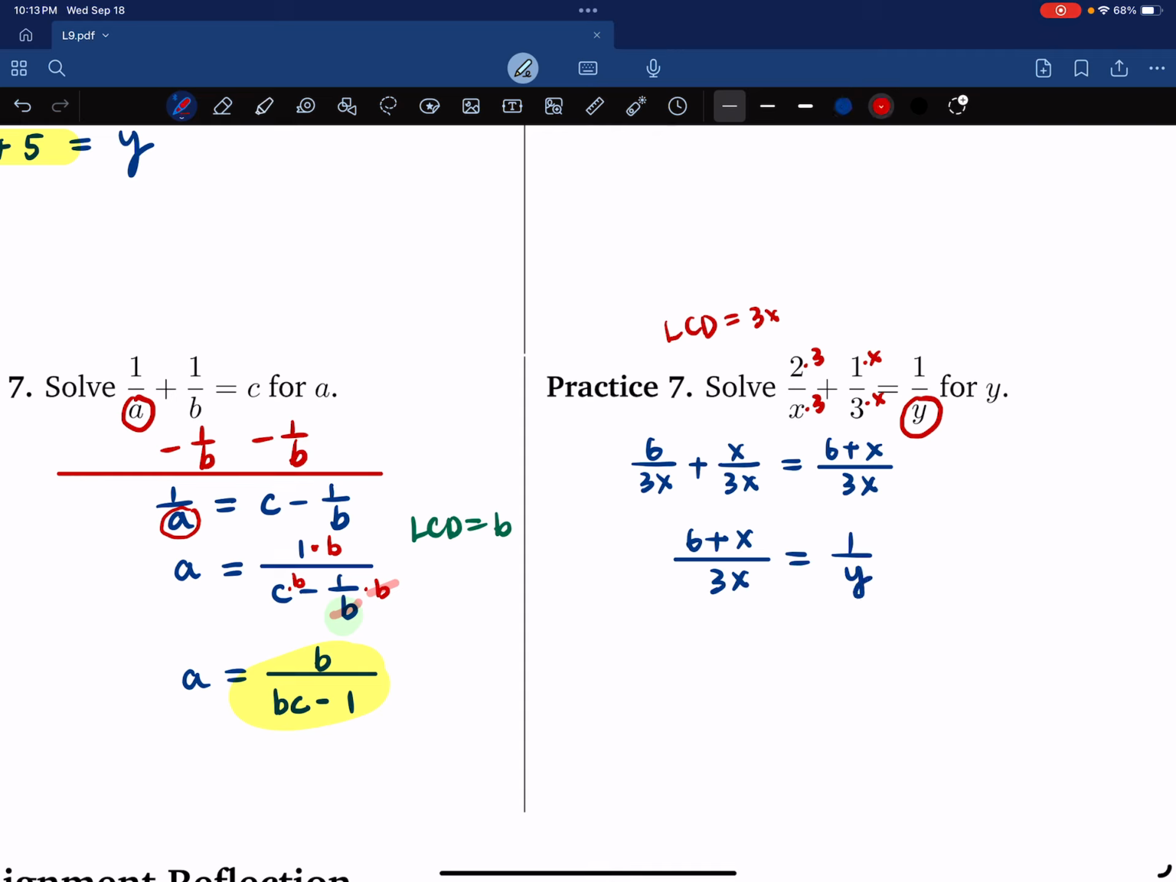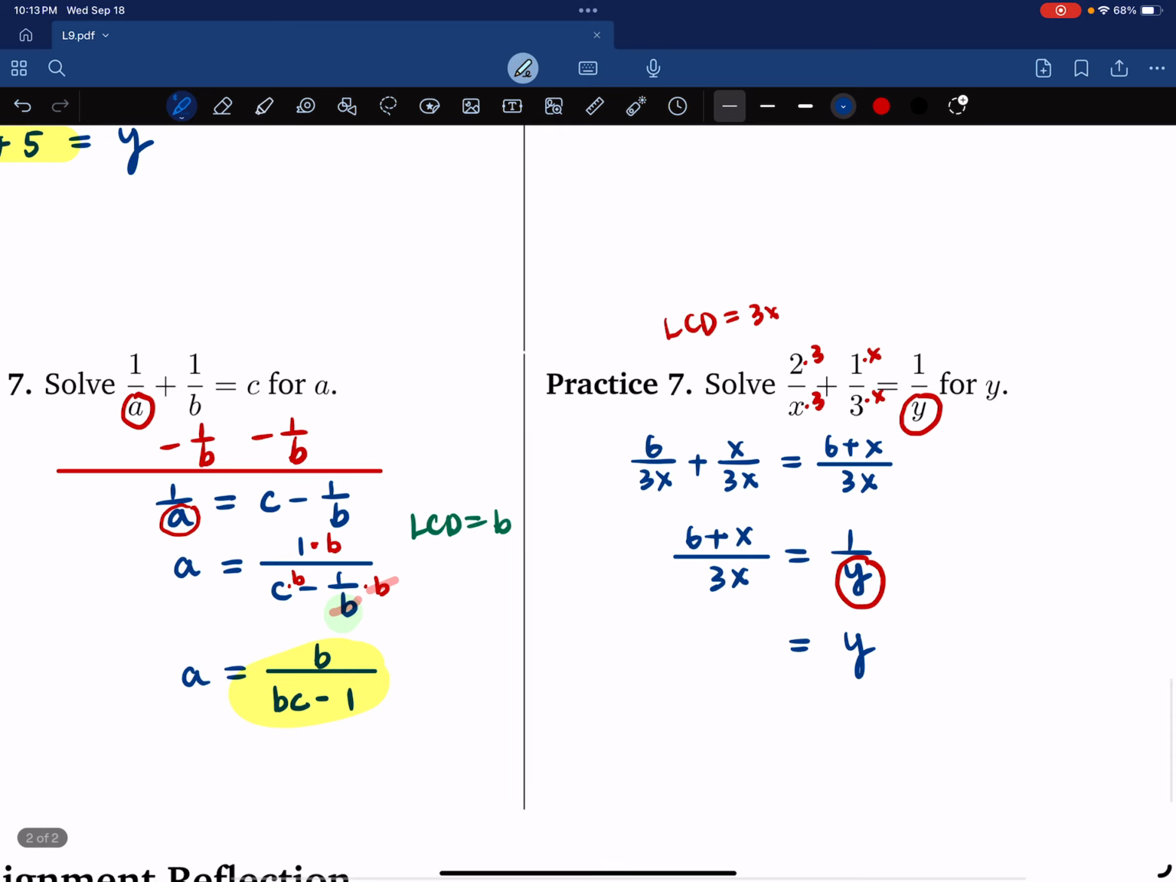And then we are asked to isolate y. It's a reciprocal on the right-hand side, so we will take a reciprocal on both sides. Let's do the right-hand side first. The reciprocal of 1 over y is y. On the left-hand side, the reciprocal of this rational expression, you simply flip it upside down. We get 3x over 6 plus x. And that's it. That will be the final solution right here.